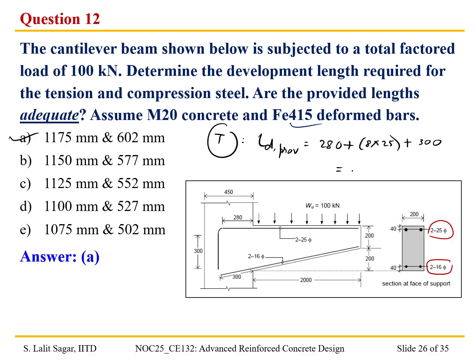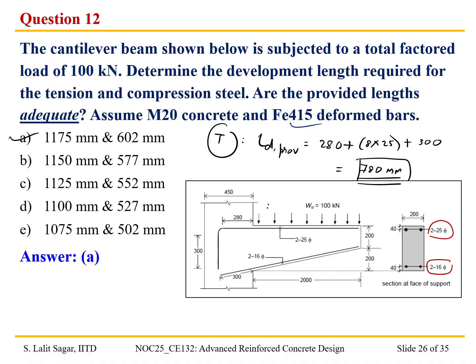So that turns out to be 780 millimeter. 780 millimeter is definitely less than the value of 1175. So we need to increase the development length in tension.